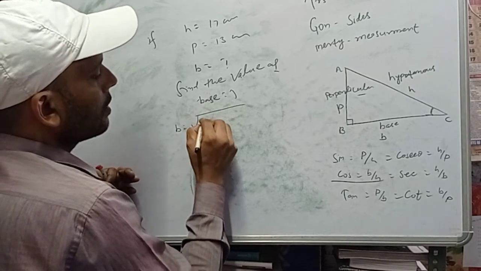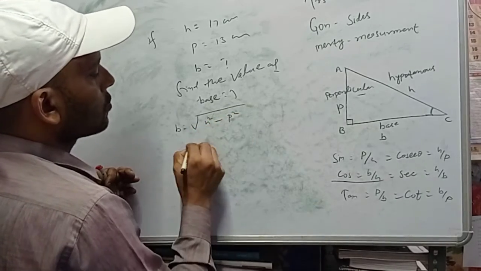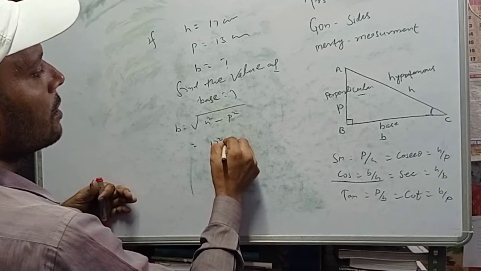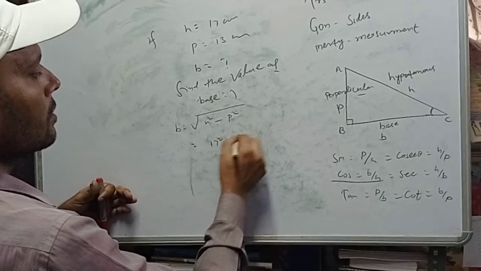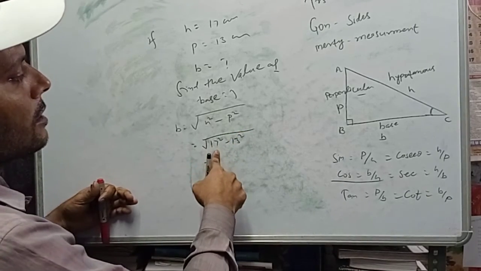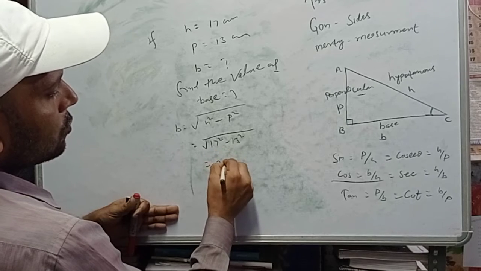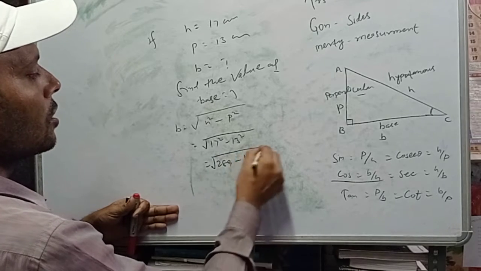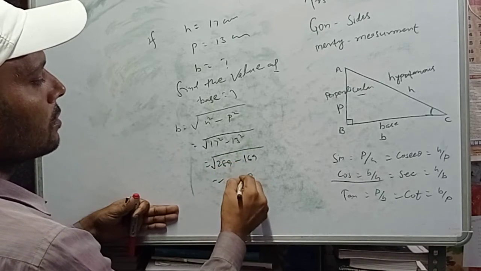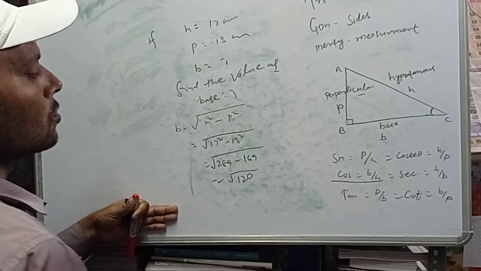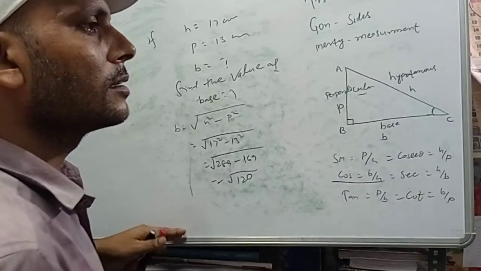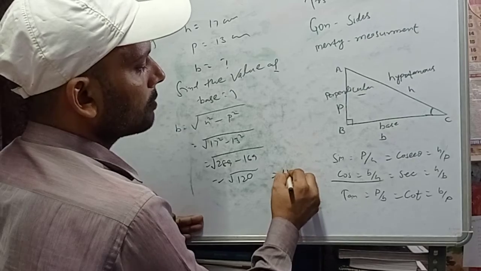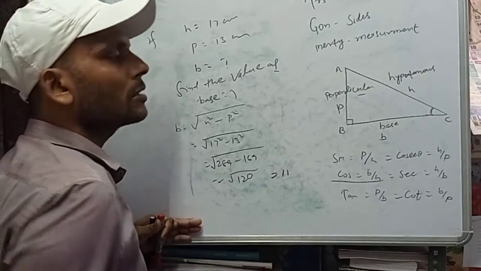We remember, base is equal to under root hypotenuse square minus perpendicular square. Hypotenuse is 17 centimeter, square, minus perpendicular 13 centimeter, square, under root. 17 square is 289 minus 13 square is 169, under root 120, approximately 11 centimeter.